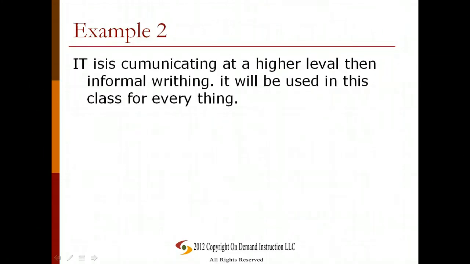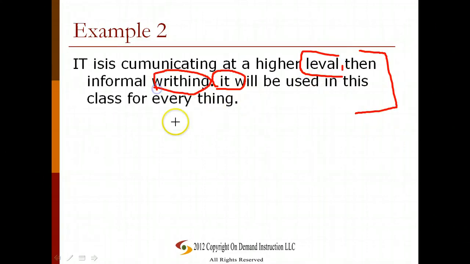Here's the next example. This example is it is communicating at a higher level than informal writing. It will be used in this class for everything. As you can see, this one is extremely short. When you know that a short answer needs to be 1 to 3 paragraphs, this isn't even one paragraph. We've got all kinds of mistakes in it. Level should be capitalized. Writhing is different than writing. Communicating is spelled incorrectly. And "is," we don't really need that, right? Typically, when students were asked to grade this assignment out of 10, they would give it a 1.